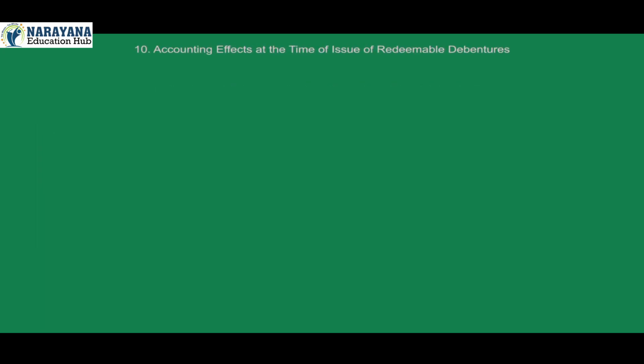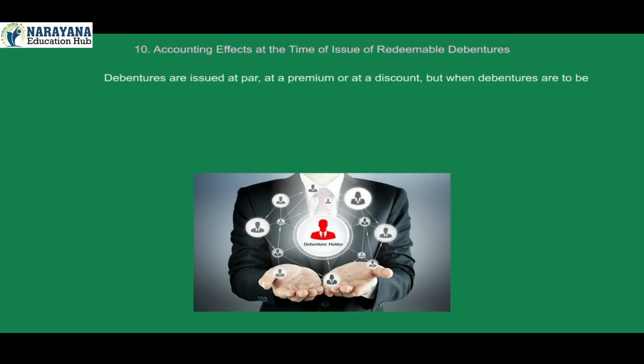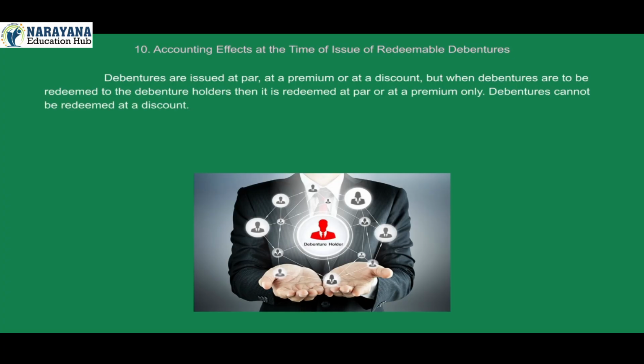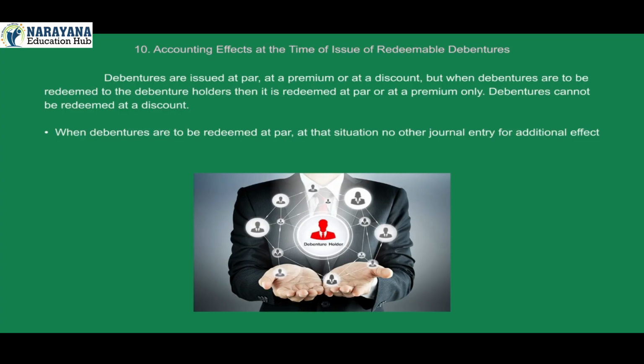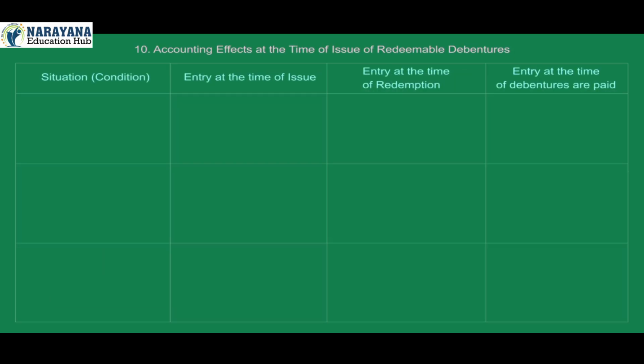10. Accounting effects at the time of issue of redeemable debentures. Debentures are issued at par, at a premium or at a discount. But when debentures are to be redeemed to the debenture holders, then it is redeemed at par or at a premium only. Debentures cannot be redeemed at a discount. When debentures are to be redeemed at par, in this situation no other journal entry for additional effect is given at the time of issue of debentures. This point can be learned by the following table. Situation, that is condition. Entry at the time of issue. Entry at the time of redemption.